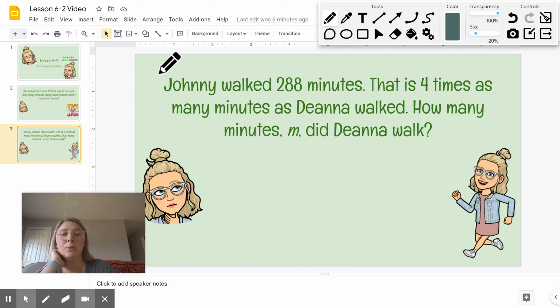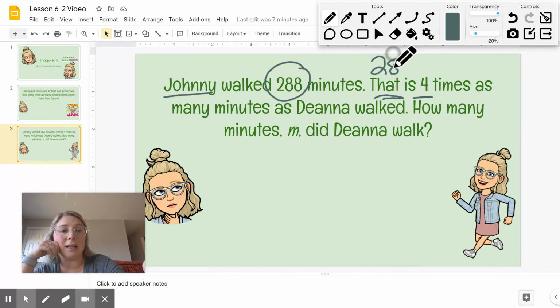All right. Johnny walked 288 minutes. That is 4 times as many minutes as Deanna walked. How many minutes M, we'll use our variable M for minutes, did Deanna walk? Okay, so Johnny, these are my brother and sister's names, by the way. Johnny walked 288 minutes. That is 4 times as many minutes as Deanna walked. Okay, that is 4 times as many.